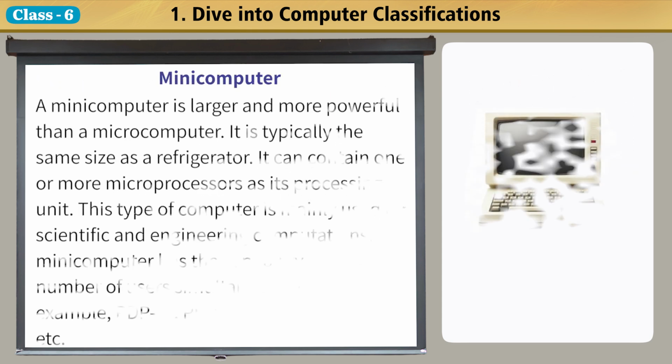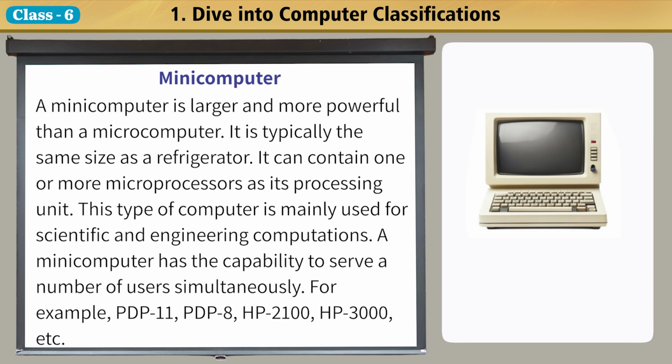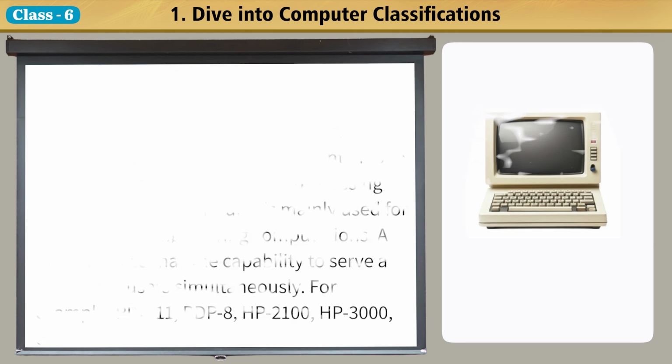Minicomputer. A minicomputer is larger and more powerful than a microcomputer. It is typically the same size as a refrigerator. It can contain one or more microprocessors as its processing unit. This type of computer is mainly used for scientific and engineering computations. A minicomputer has the capability to serve a number of users simultaneously. For example, PDP-11, PDP-8, HP-2100, HP-3000, etc.